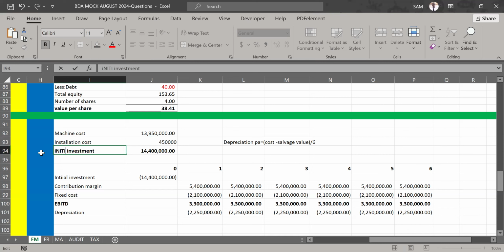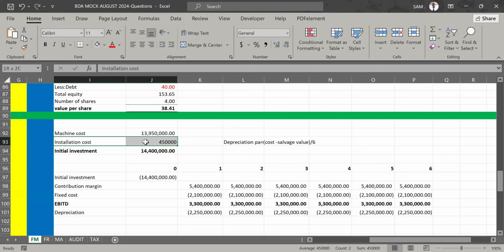So the total initial investment is actually the machine cost, the cost of purchasing the machine itself, then the cost of bringing the machine into the setup so that it is ready for use. That is the installation cost. So we have a total investment of 14,400,000.